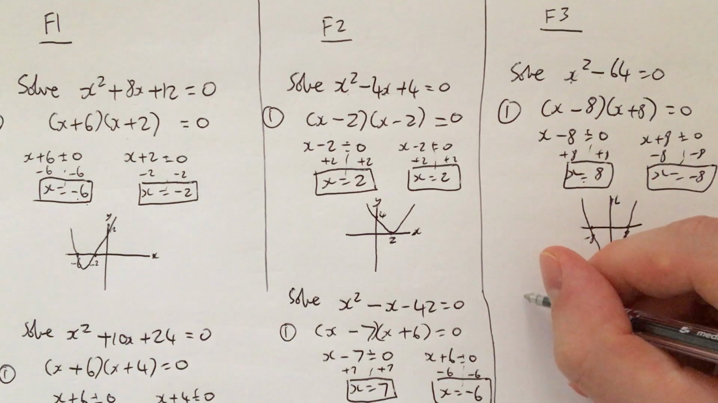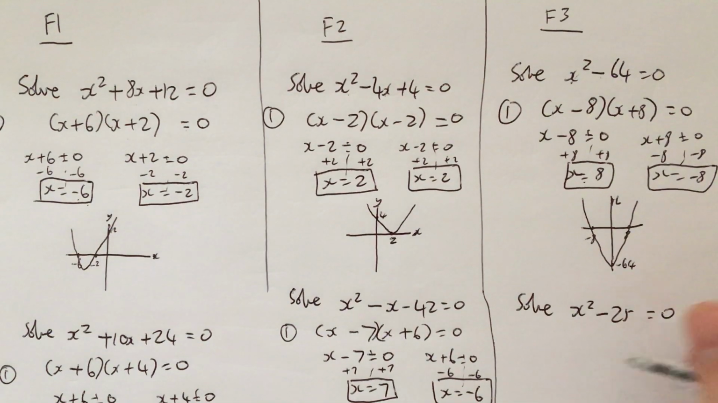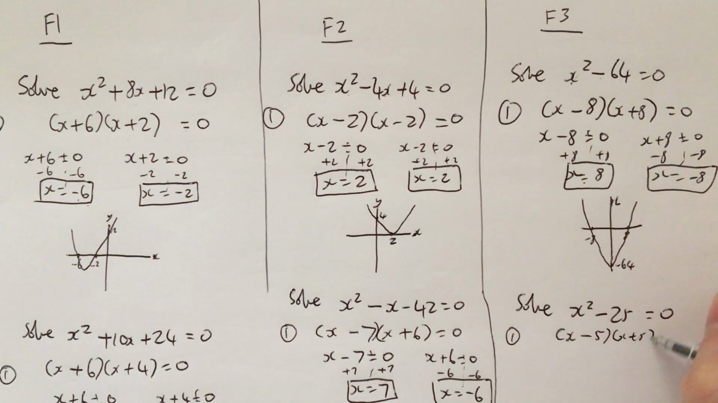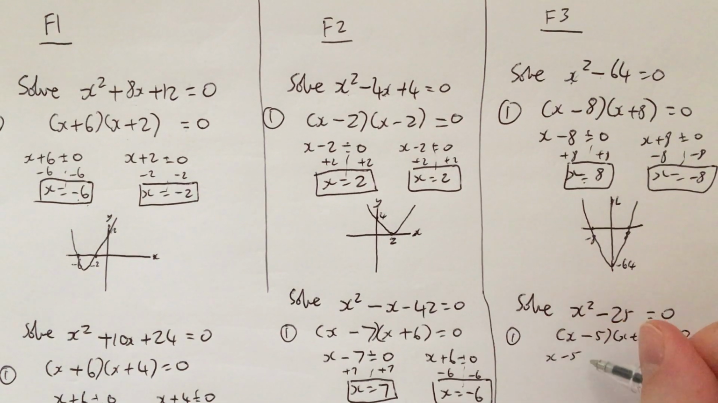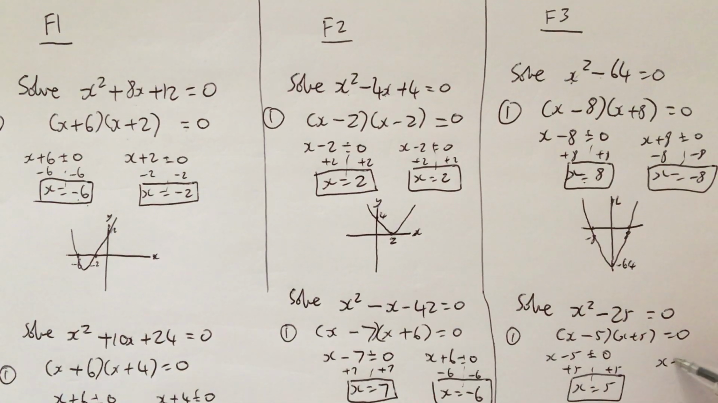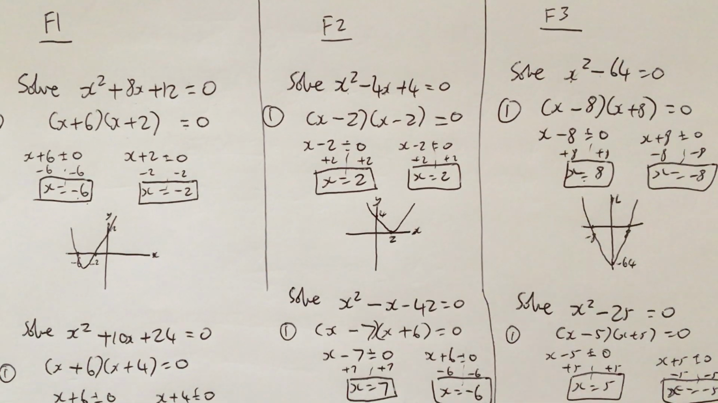Okay, last example. Solve x² - 25 = 0. Can I factorise it? Yeah, (x - 5)(x + 5) = 0. So it'd be x - 5 = 0, add 5, x equals positive 5. x + 5 = 0, minus 5, x equals negative 5. And they are my two answers there. Okay, so you've got F1, F2, F3. You can practice by drawing the graph, but you don't need to if it just says to solve it. All right, good luck.